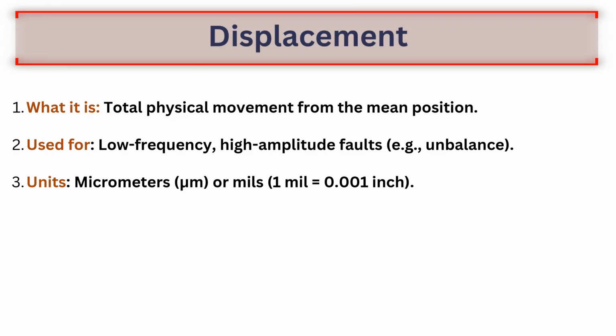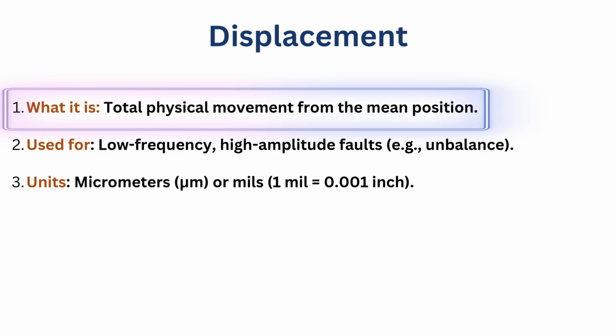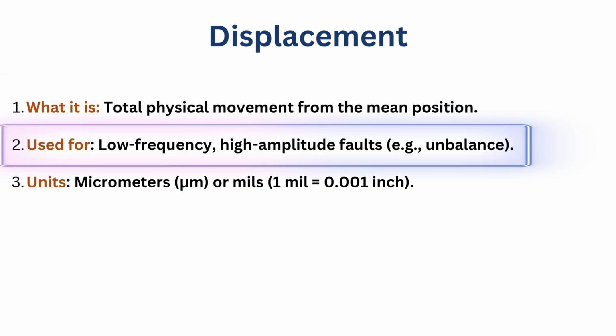So what is the displacement? Displacement is the total movement from one point to another, from one end to another. So displacement is the total distance that a point on the machine moves from its mean position during its vibration. So it represents how far a part actually moves physically from one end to another end. Understand? So displacement is most important for low frequencies, or you can say the high amplitude vibrations like unbalance.